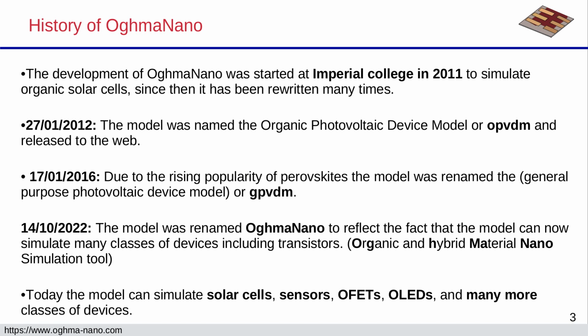And then in 2016, I thought, well, there is this perovskite hype going on, and perhaps this isn't such a great name for a simulation tool, bearing in mind it can also simulate perovskite devices. So it was renamed the General Purpose Photovoltaic Device Model, or GPVDM.